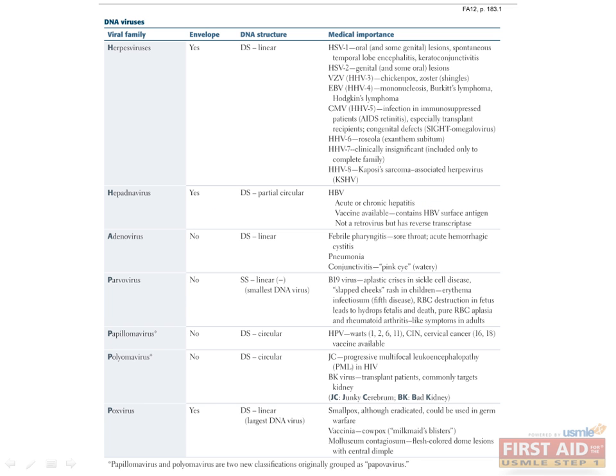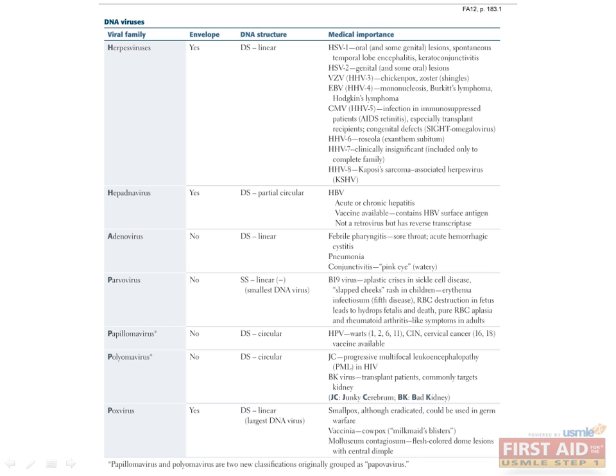This table is provided to further help you learn the general features that differentiate DNA and RNA viruses that may appear on Step 1. However, don't spend too much time learning these as it is not high yield. Again, focus on big picture characteristics that several viruses share, and also know the exceptions.